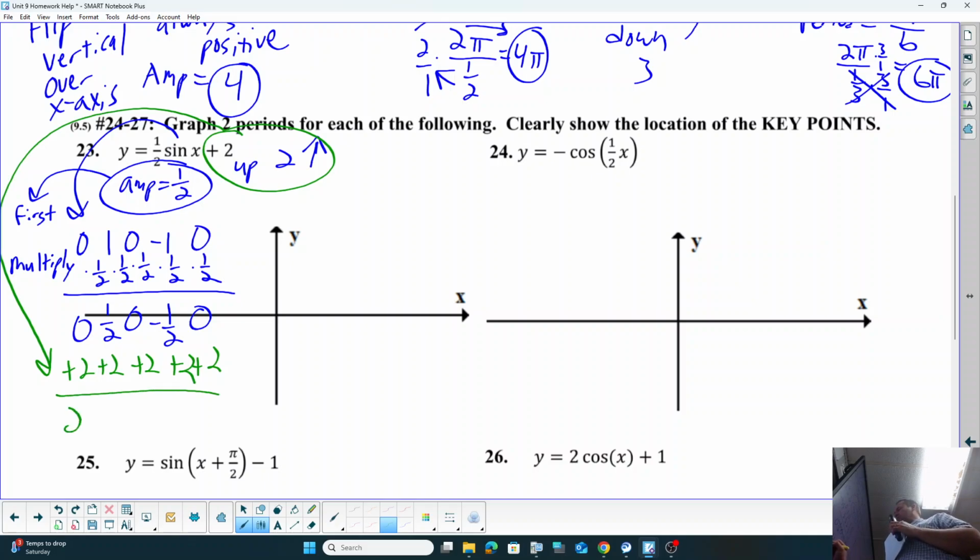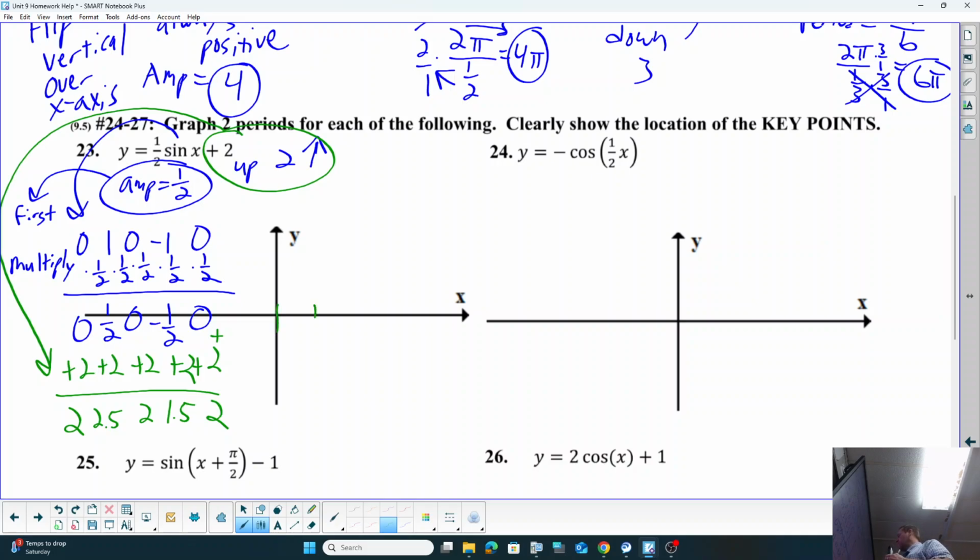Okay, so that's going to be 2, 2.5, 2, negative 2.5. No, wait. That's going to be 2 minus a half is 1.5. 0 plus 2 is 2. Cool. So now we can graph it.